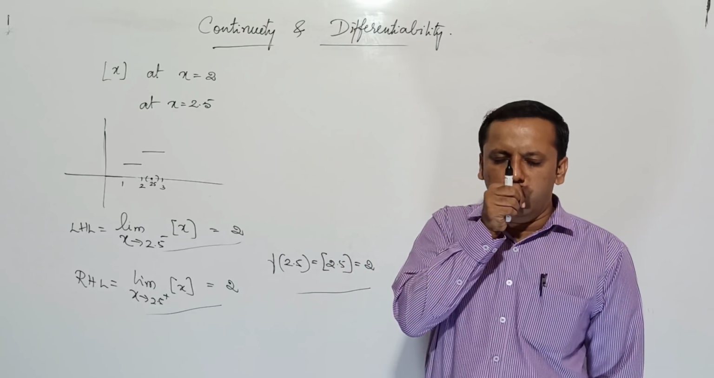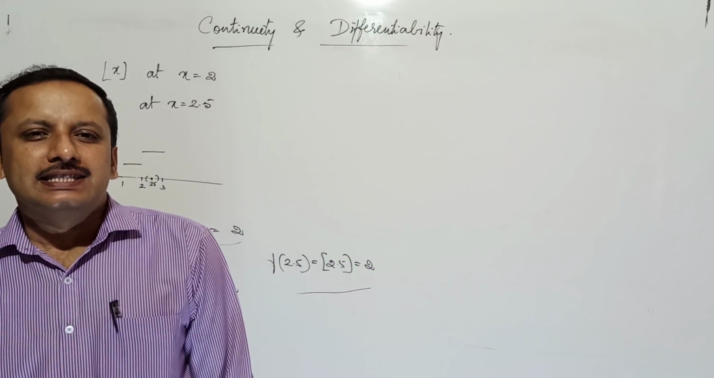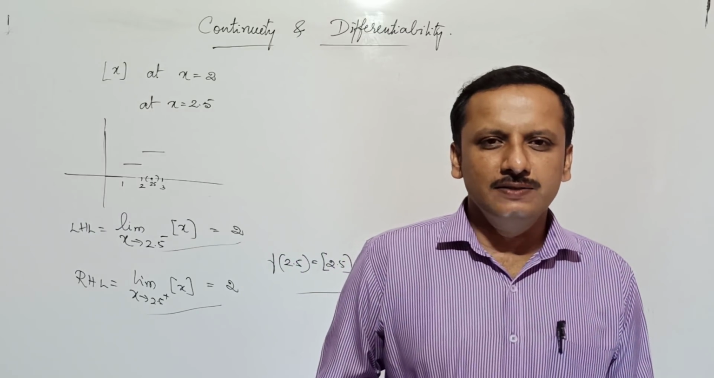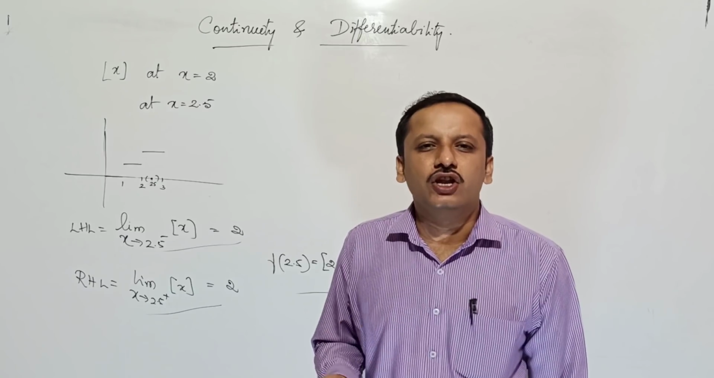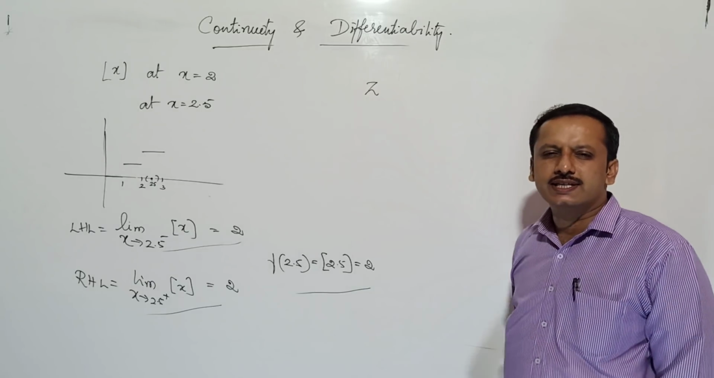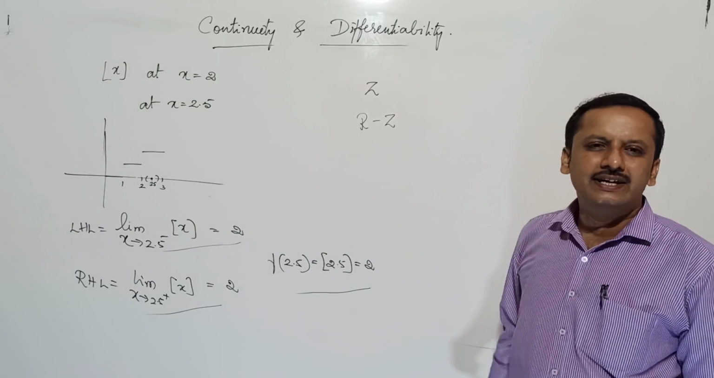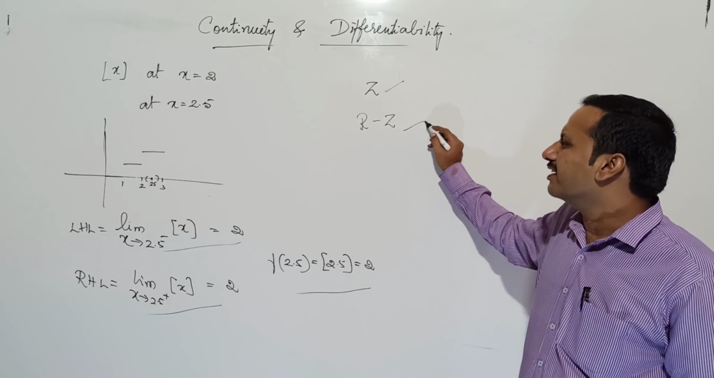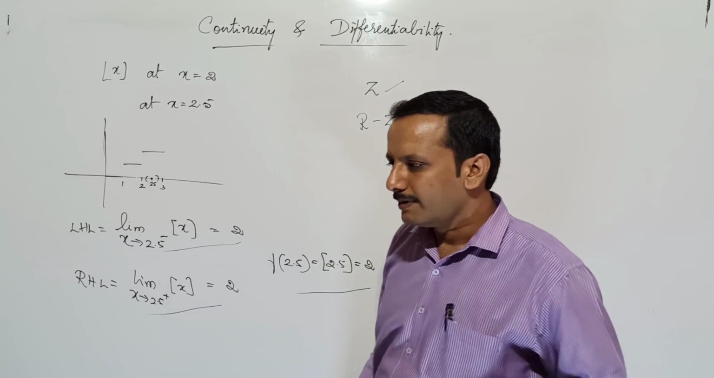Okay. So from this, what we can conclude is that step x is discontinuous at all integers and it is continuous at all non-integers. So in other words, on the set of integers Z it is discontinuous, and on R minus Z it is a continuous function.